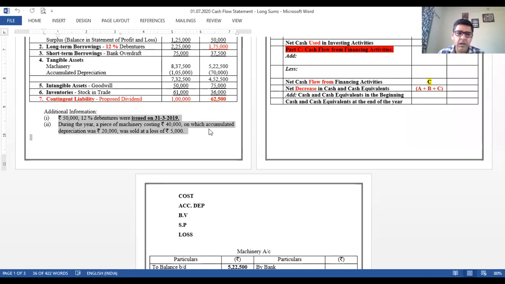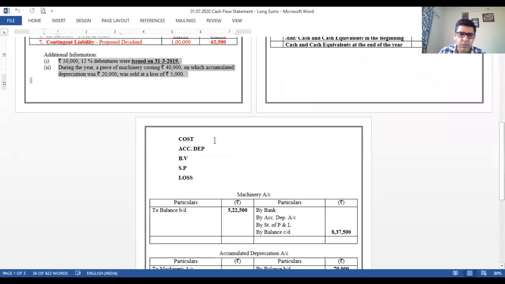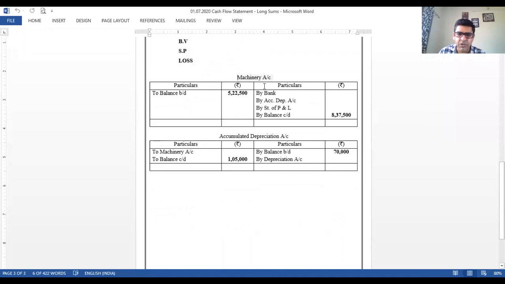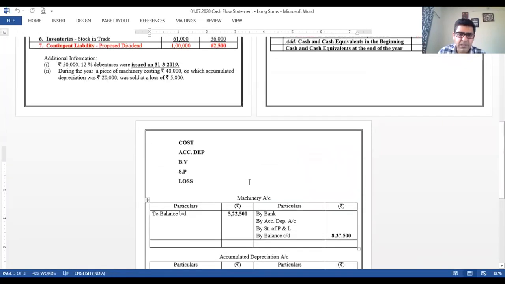Second thing is, during the year, a piece of machinery costing, accumulated depreciation is given. Yes, we have learned that whenever accumulated depreciation and machinery are given, I prefer to prepare the ledger account. So this is the working required. Cost, accumulated depreciation, book value, loss, all these things are very common now. After that, I have to prepare the machinery account and the accumulated depreciation account. So let us start the sum.